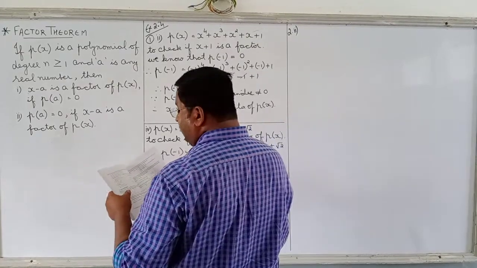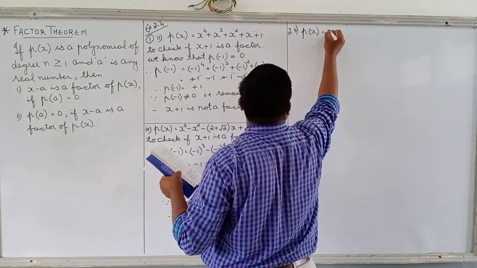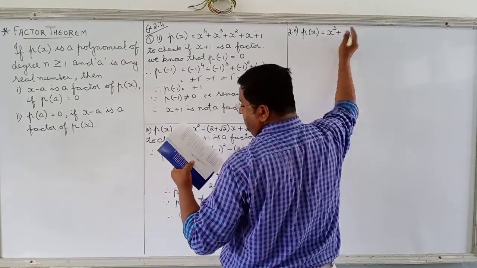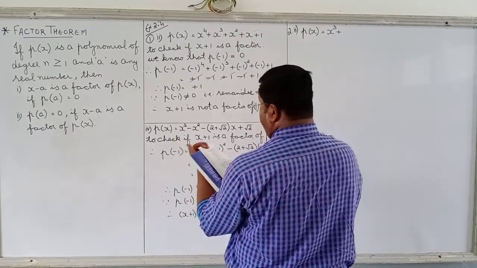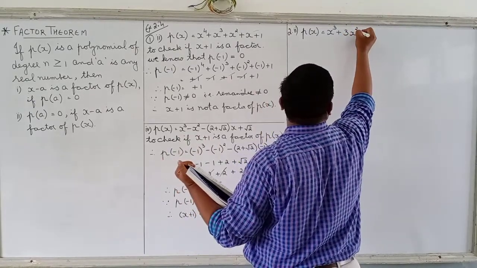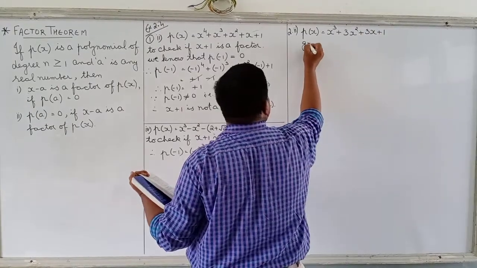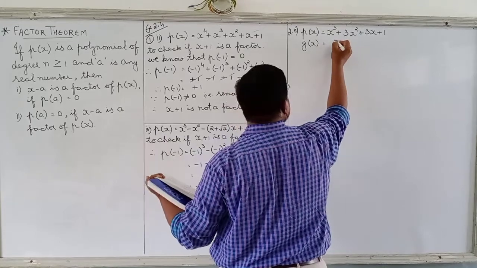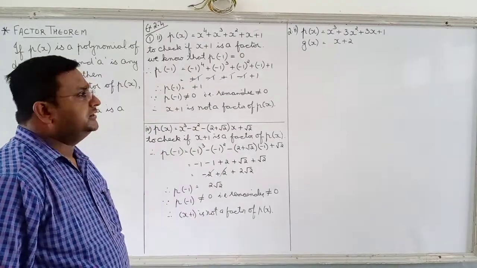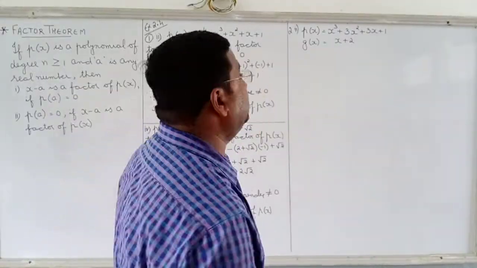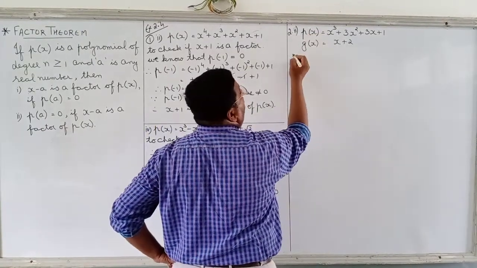What is the polynomial P of x? P of x is equal to x cube plus 3x square plus 3x plus 1, and another polynomial g of x is given to us as x plus 2. We need to check whether g(x) is a factor of p(x). So when can g(x) be a factor? If the remainder is 0.